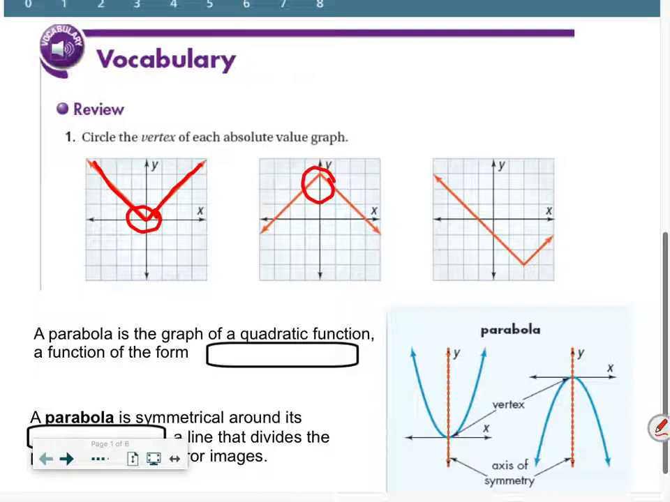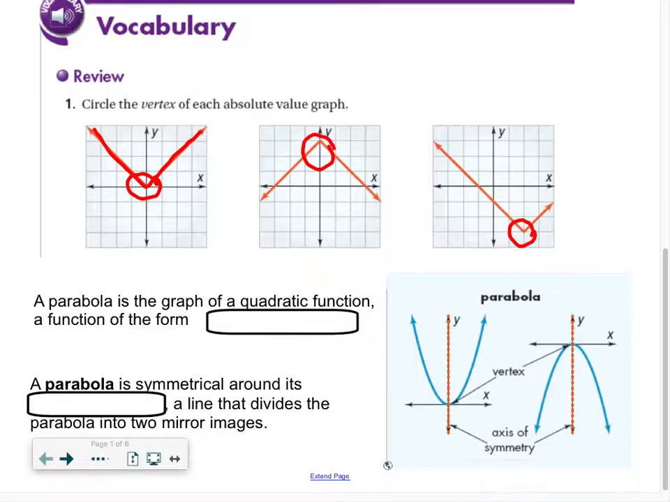My graph changes directions. What's the point of my vertex in the last one? Minimum, right? What's the point? 2, -3. 2, -3, right here. Sweet. Alright, you got some blanks to fill in.